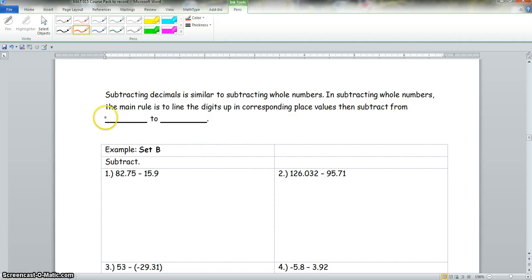Okay, now subtracting decimals, same rules. Basically, we subtract from, well, actually it's kind of backwards. We subtract, well, it's still from right to left. And we start at the right and go to the left.